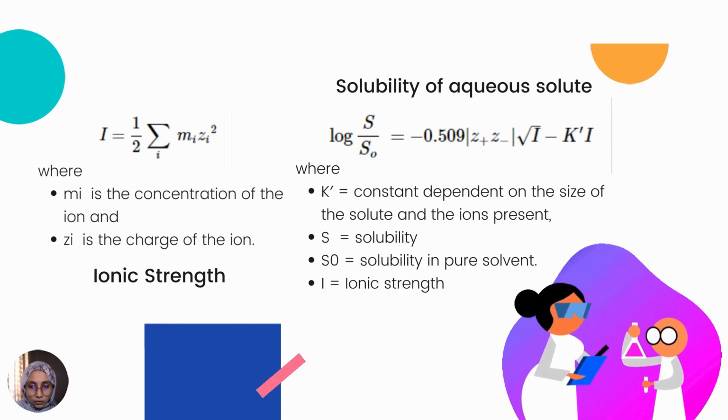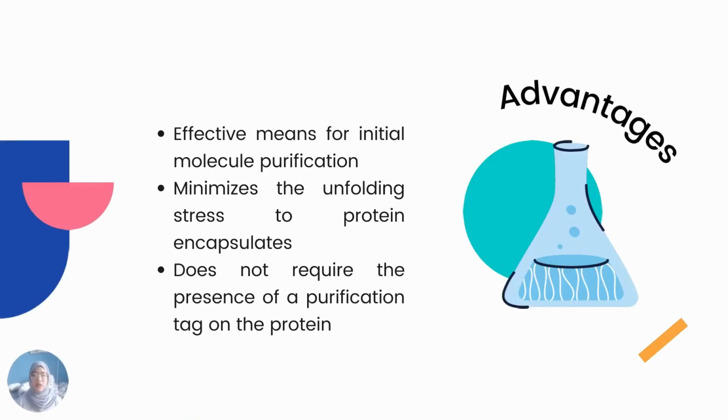Therefore, it is crucial to determine the ionic strength of aqueous solution before the salting out process, as it has a relationship with the solubility of the aqueous solute. The advantage of salting out is that it is an effective means for initial molecule purification, it helps remove proteins that easily aggregate, it minimizes the unfolding stress to proteins, and does not require the presence of a purification tag on the protein.